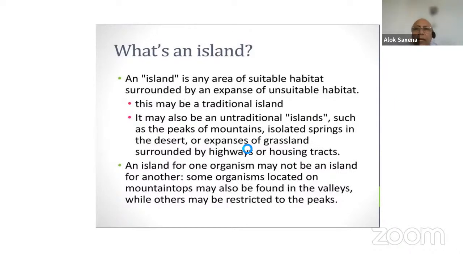It can be any habitat which is surrounded by unsuitable habitat, where species cannot move easily to nearby areas. They remain confined to a particular habitat. So that is also called an island. And if you know about the definition of habitat islands, then you will find that this definition is quite relevant.